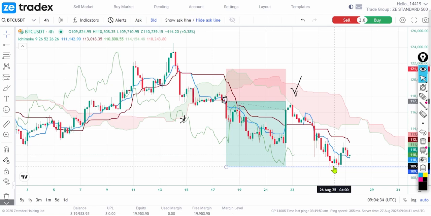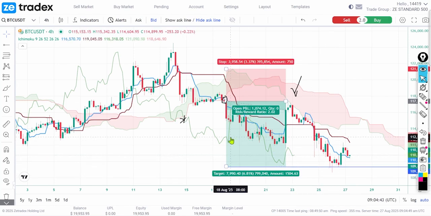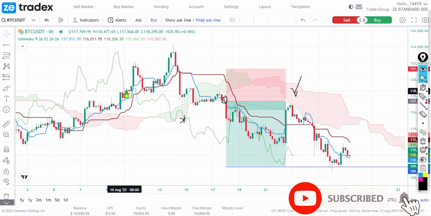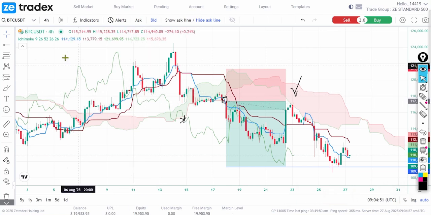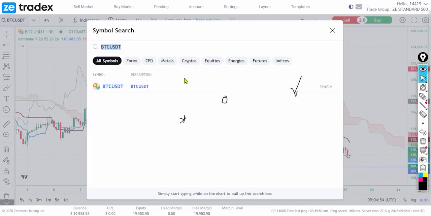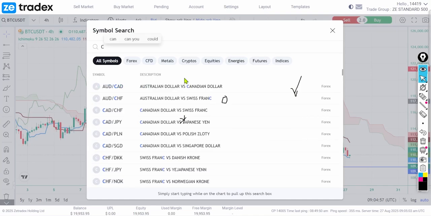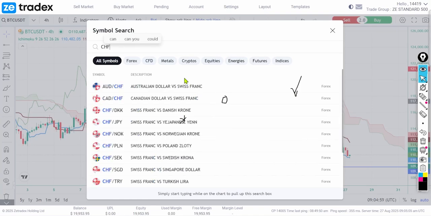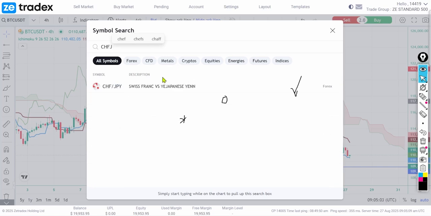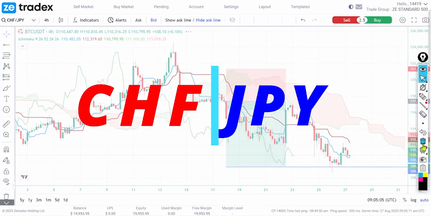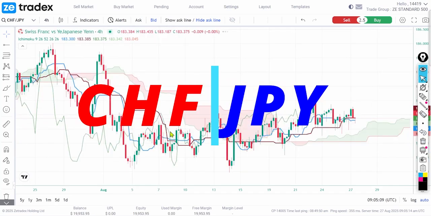Now let's go over a long position example. We'll be going for a long position example. Now let's go to CHF JPY. We'll be looking at CHF JPY for a long position, and we go over all the rules again.